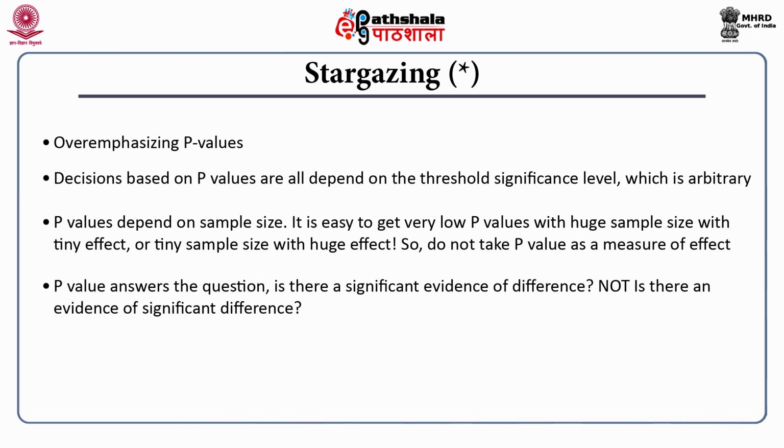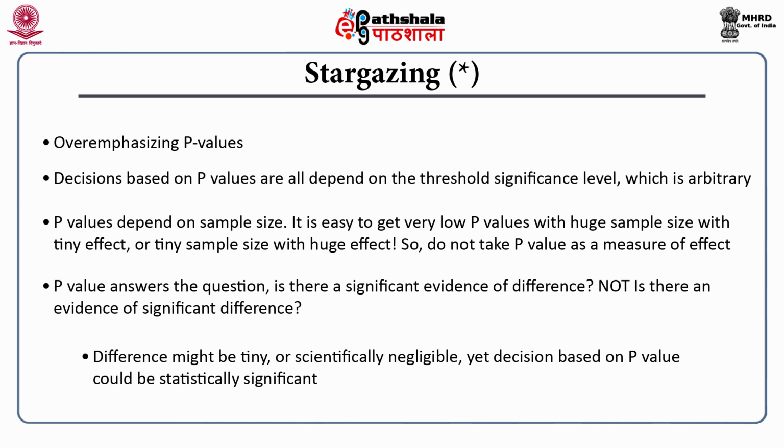P-value answers the question, is there significant evidence of a difference? It's not, is there evidence for a significant difference? There is a subtle difference between the two things, right? Significant evidence of the difference: the difference could be minute, but the evidence is significant. So it's nothing to do with the significant difference. The evidence for the difference might also not be significant. So the difference might be tiny or scientifically negligible, yet a decision based on p-value could be statistically significant, right?